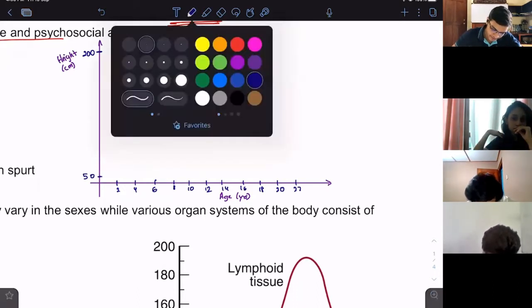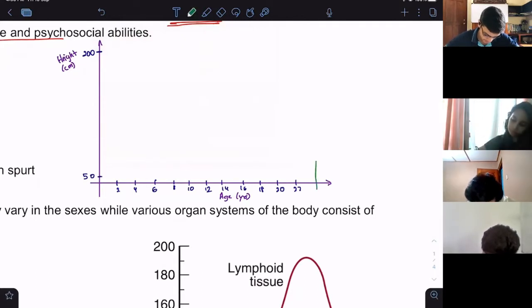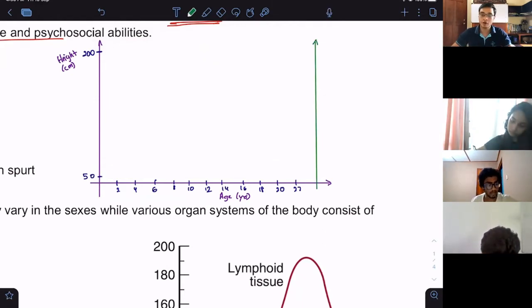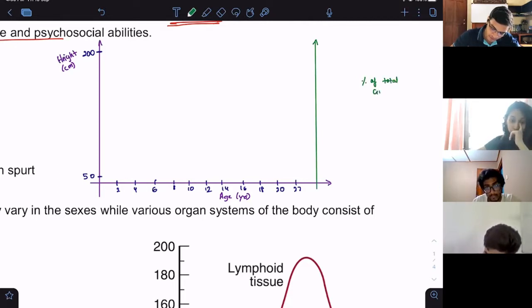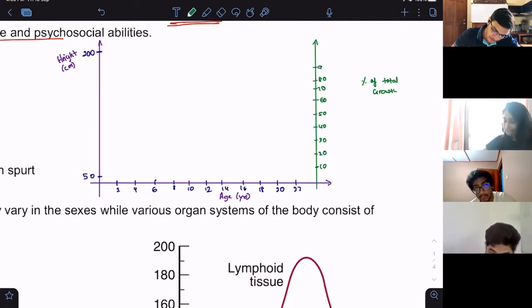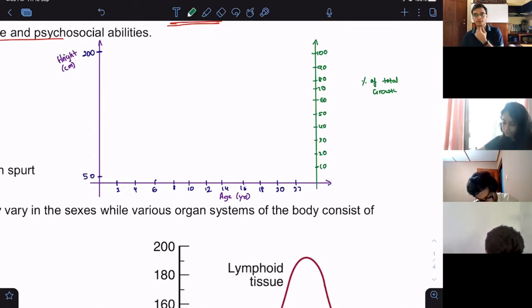On this right side corner, draw another line. And this one, we will look at the percentage of total growth. Now here, just mark it from 10 to 100, guys. 10, 20, 30. These are percent. 40, 50, 60, 70, 90, 100, 100%, right? Okay.